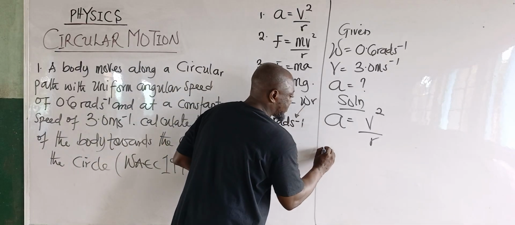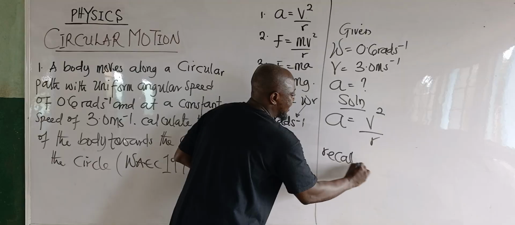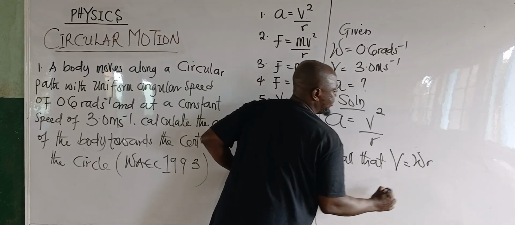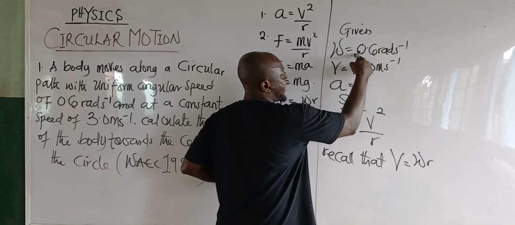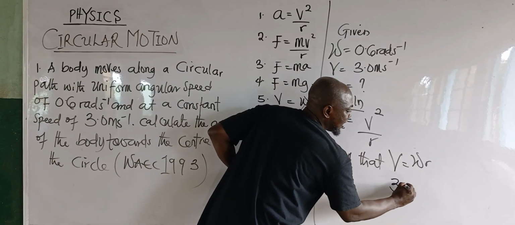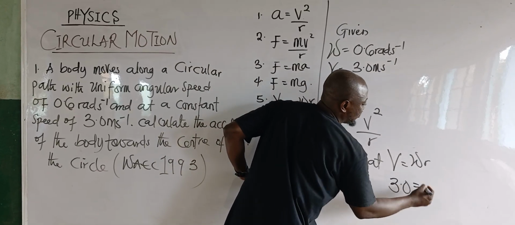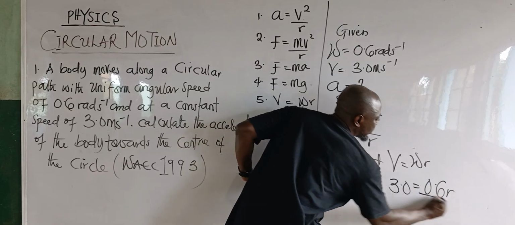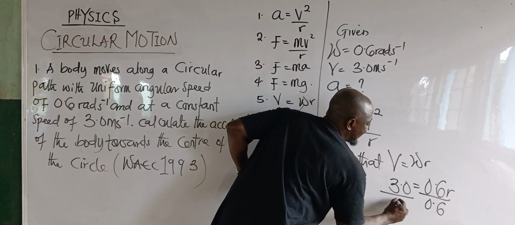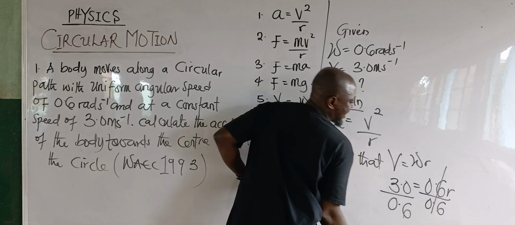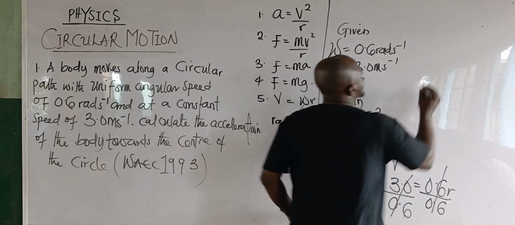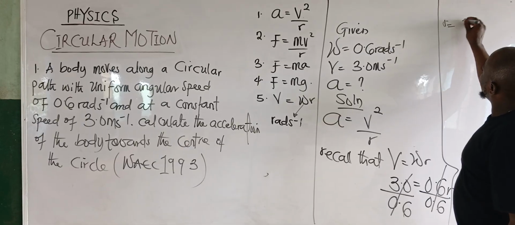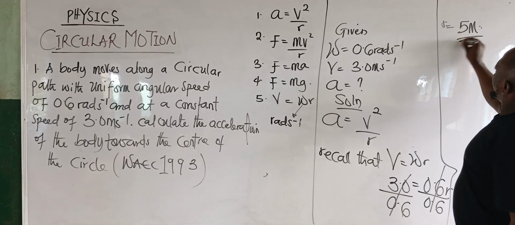So we say, recall that V becomes omega times R. What is my V here? My V is 3.0, and omega is 0.6. Then we are looking for R. So divide both sides by 0.6, so that this takes off this, and that will give us our R as 5 meters.